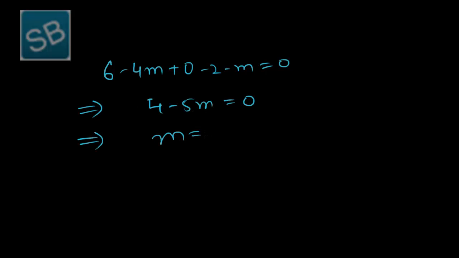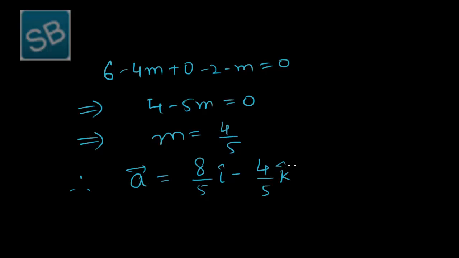That gives 6 minus 4m plus 0 minus 2 minus m is equal to 0. That is 4 minus 5m is equal to 0. That gives m is equal to 4 over 5. Therefore, we can find vector A. Vector A is now 8 by 5 vector i minus 4 by 5 vector k.